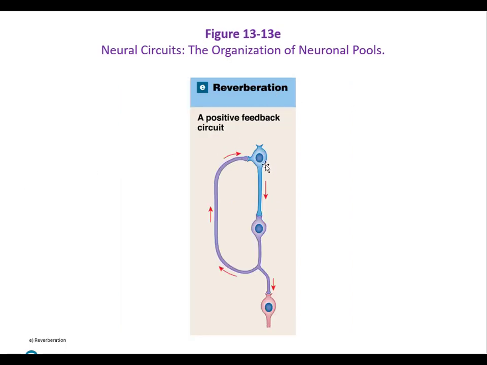And then finally we have reverberating, which is a positive feedback loop. So we send a signal down to a postsynaptic neuron, which sends it on to an effector, but it also sends a signal back to the presynaptic neuron and says, hey, keep sending this signal. So it keeps sending a signal to keep sending the signal, which also sends it down to the final destination, which would be some kind of an effector.